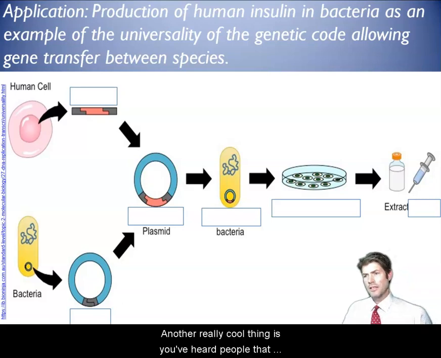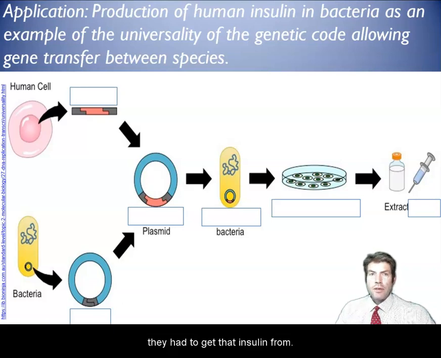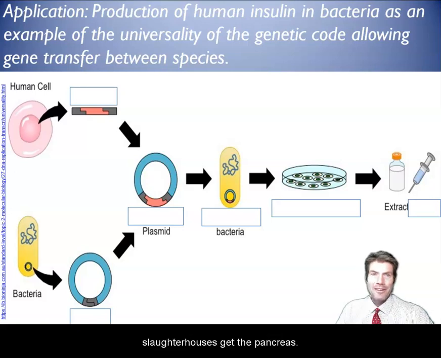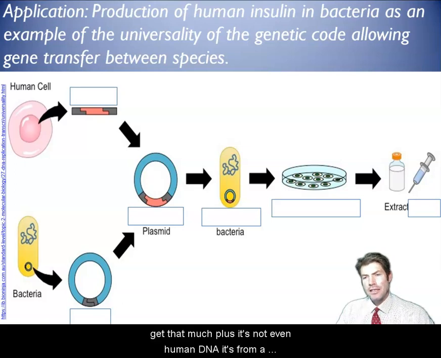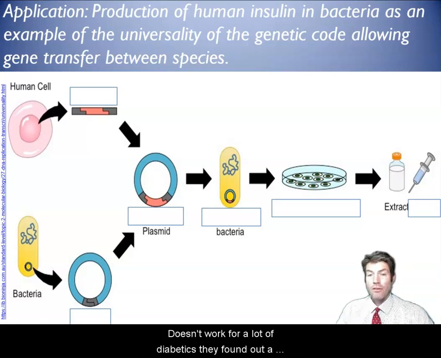Another really cool thing is, you've heard of people who need to take insulin, type 1 diabetics. It used to be they had to get that insulin from pig and cow pancreases. So they had to go to slaughterhouses, get the pancreases, and then process them. Very expensive, time consuming, and you couldn't get that much. Plus, it's not even human insulin. It's from a cow or a pig. Works pretty good, but a lot of people are allergic to it, so it doesn't work for a lot of diabetics.